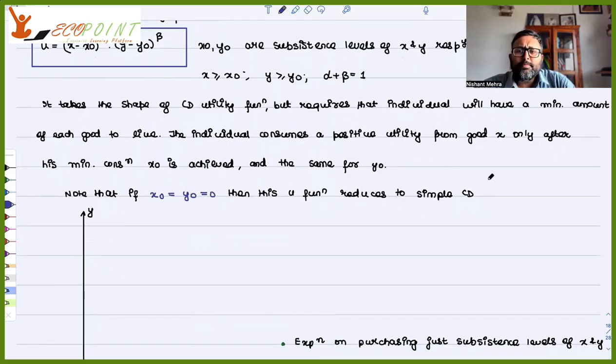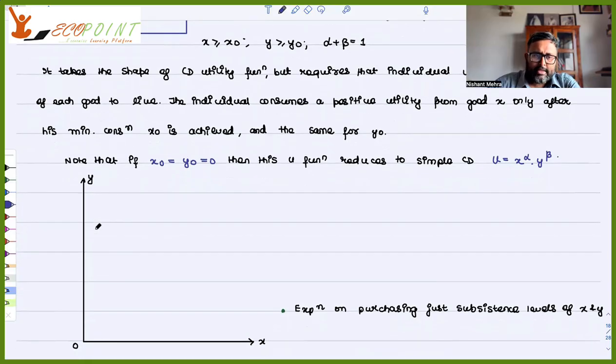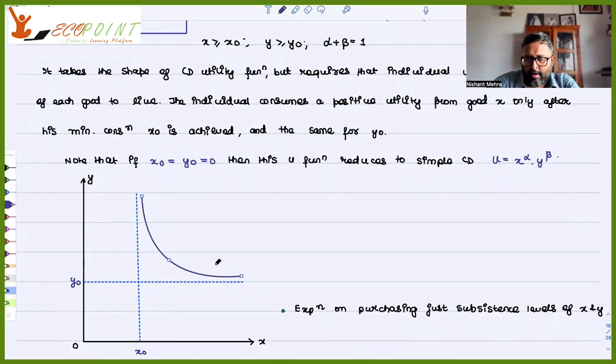And supposedly if x naught and y naught are both 0, then this utility function simply reduces to what? Cobb-Douglas function. So one thing is there, that you have the minimum amount of x and a minimum amount of y here. This x naught, you have this y naught. And after this, your indifference curve will have the same shape as the Cobb-Douglas function only.